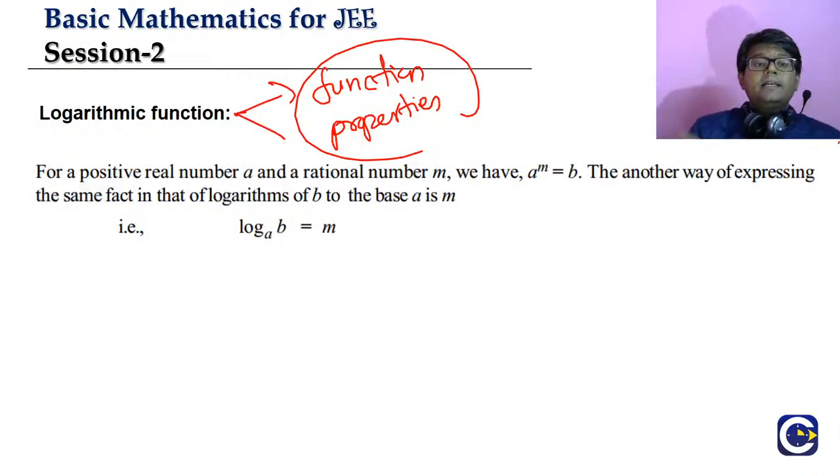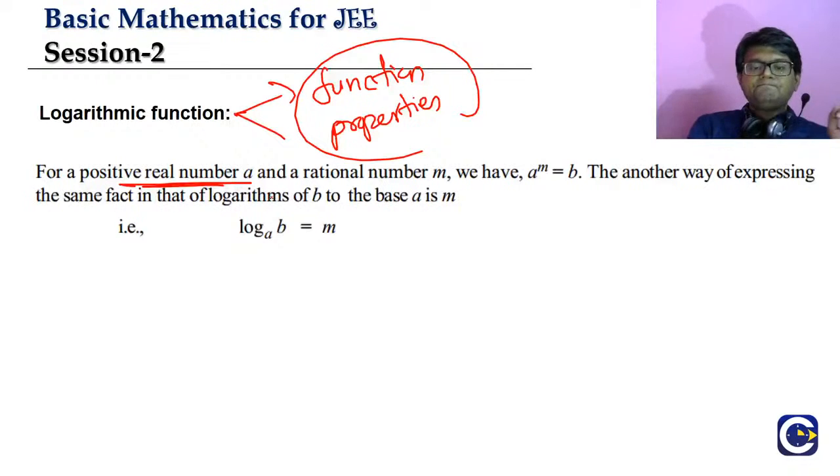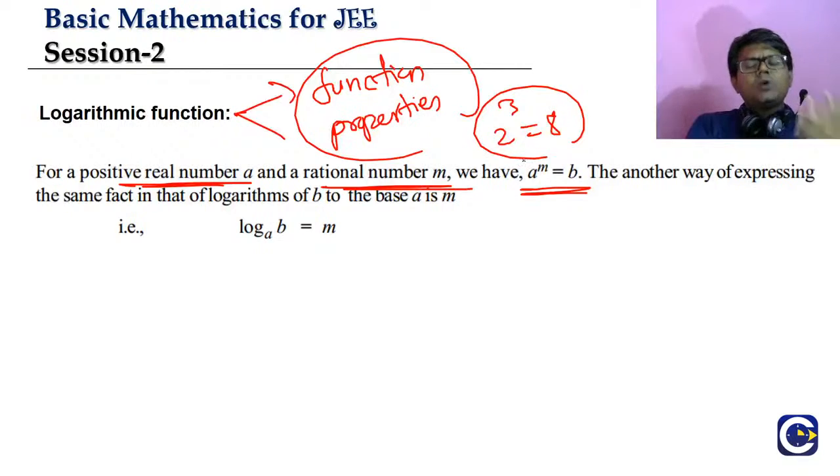But before that, let us try to understand what this logarithmic function itself is. So what is this logarithmic function? If you have a positive real number a and a rational number m, with a power m is equal to b, like that, it is just like what we can say, 2 cube is equal to 8, isn't it? In this, what is the a value? a is equal to 2. And what is the m value? m is equal to 3. And what is the b value? b is equal to 8.